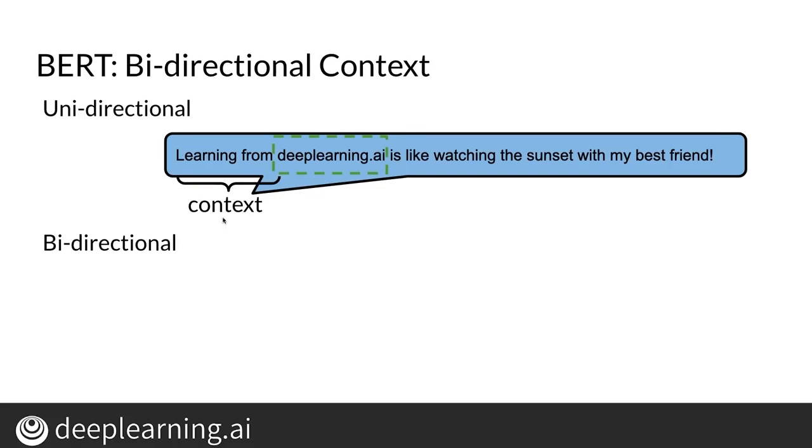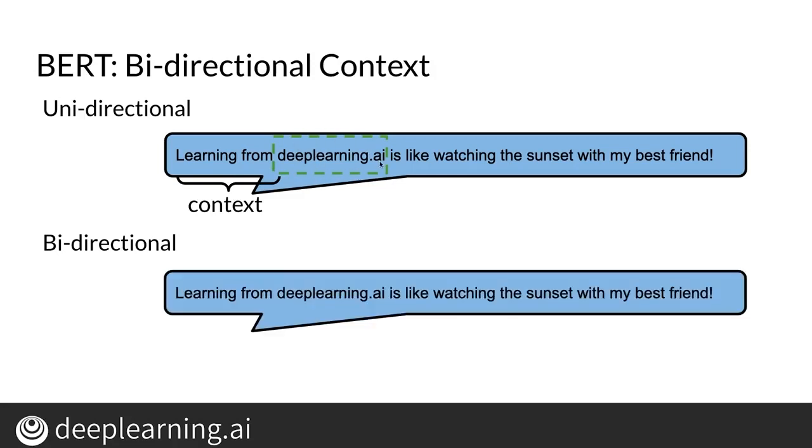And over here, the context is everything that comes before. And then let's say you're trying to predict the next word, deep learning AI. Now, when doing bidirectional representations, you'll be looking at the context from this side and from this side to predict the middle word. And this is one of the main takeaways for bidirectionality.